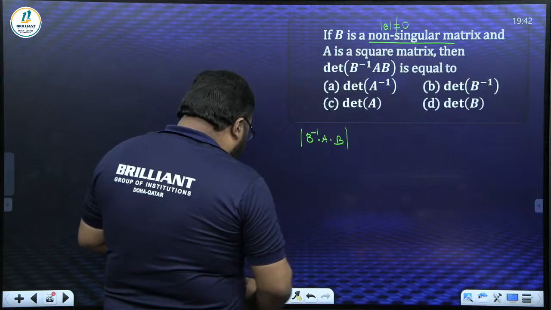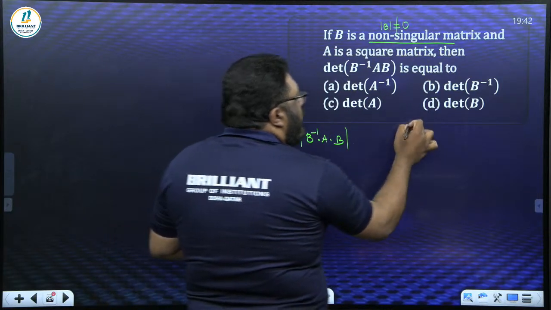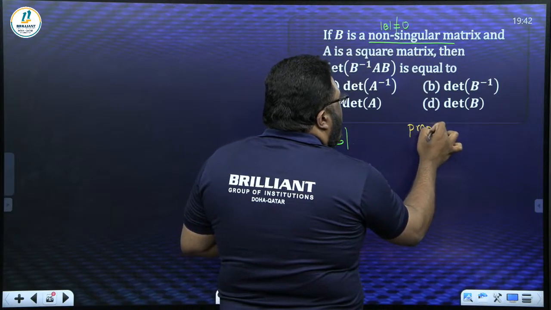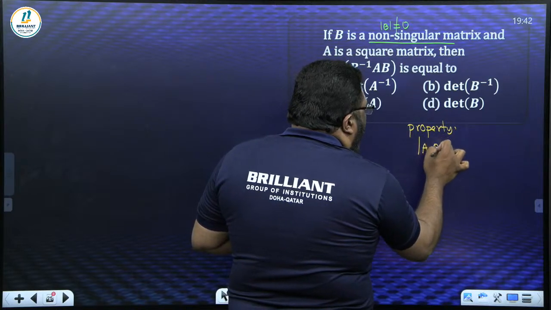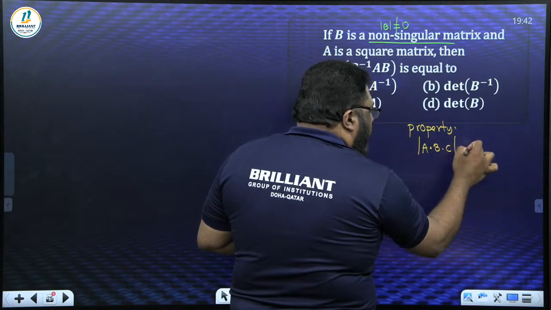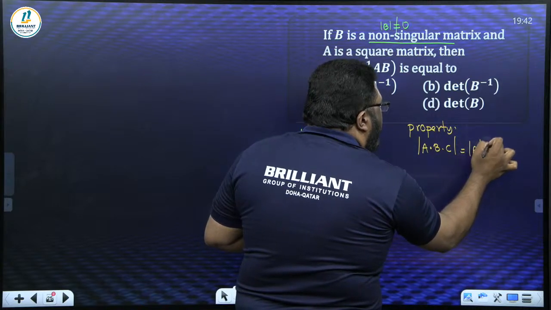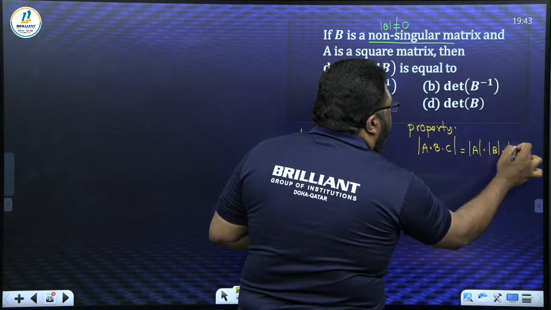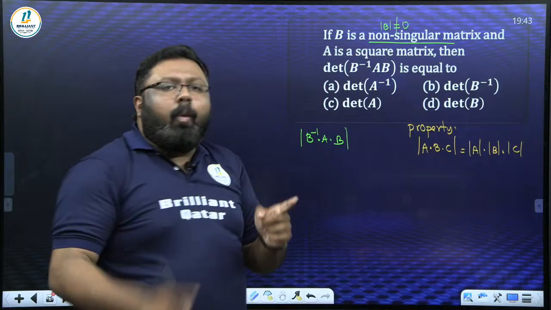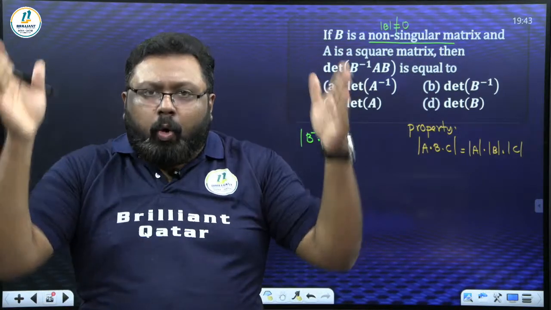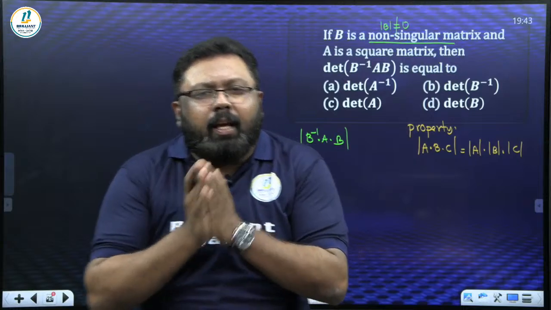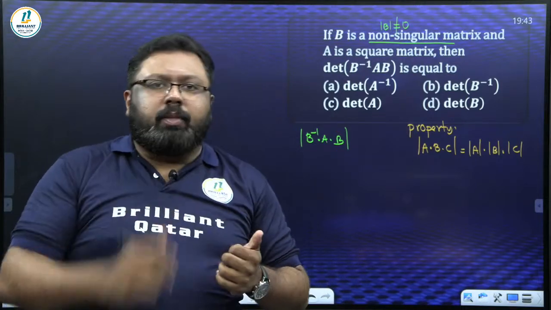Now again, another property coming here, my dears. The property says the determinant of the product of however many matrices you take is simply the product of the individual determinants. How many matrices are multiplied doesn't matter. The determinant of the whole product will be simply equal to the product of the individual determinants.